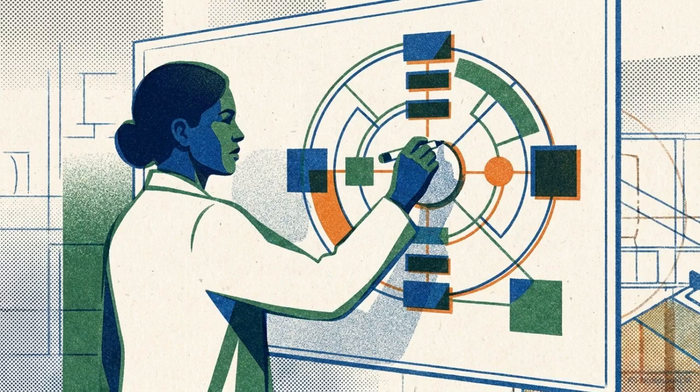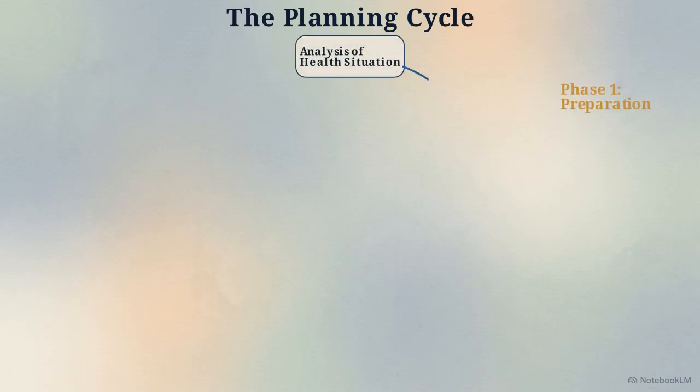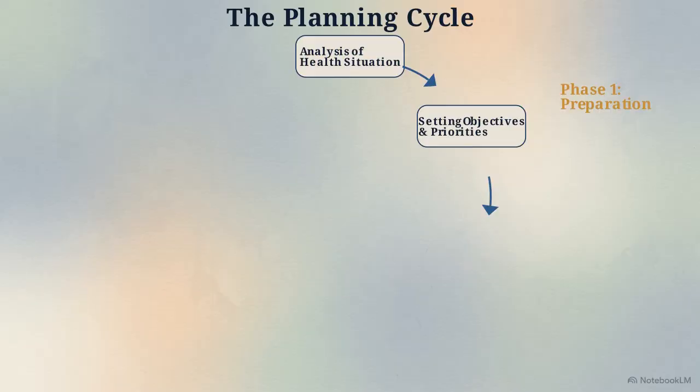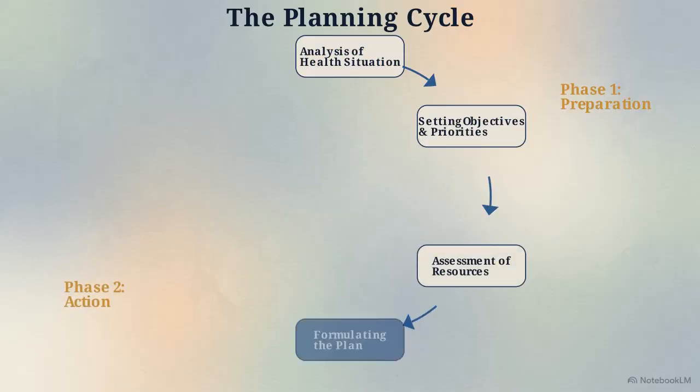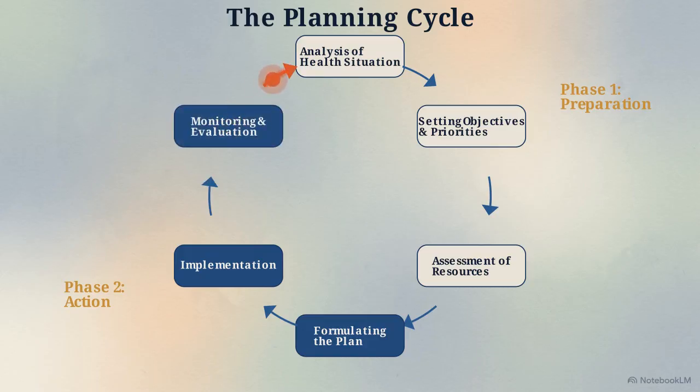Public health administrators manage this scale using a formalized, cyclical system. This framework is designed to take finite resources and map them directly to overwhelming community problems. This flowchart illustrates the planning cycle. First, analyze the health situation, set specific objectives, and assess available resources. Next, formulate the plan, implement it, and conduct evaluation. Finally, the evaluation data feeds directly back into the initial analysis, creating a continuous, adaptive living system.